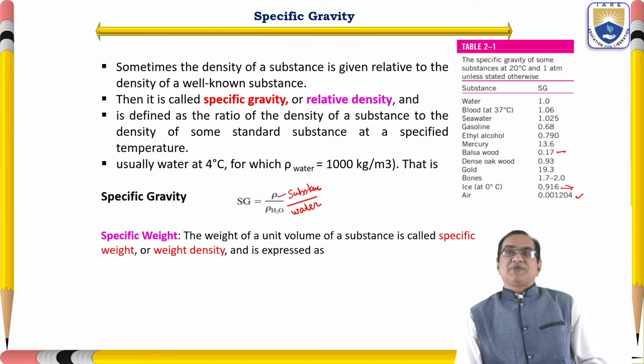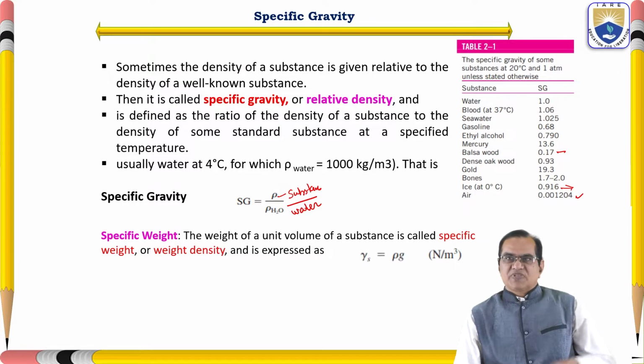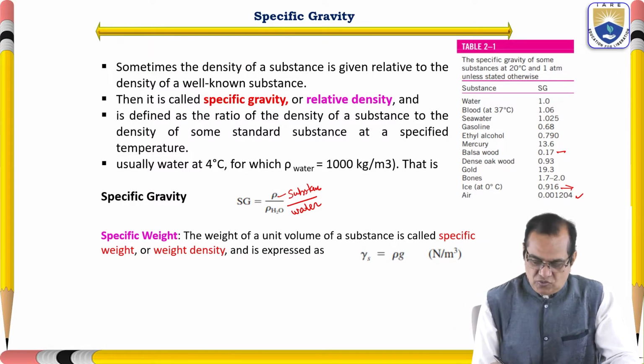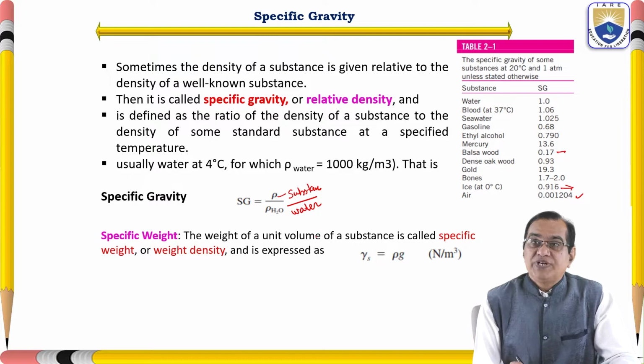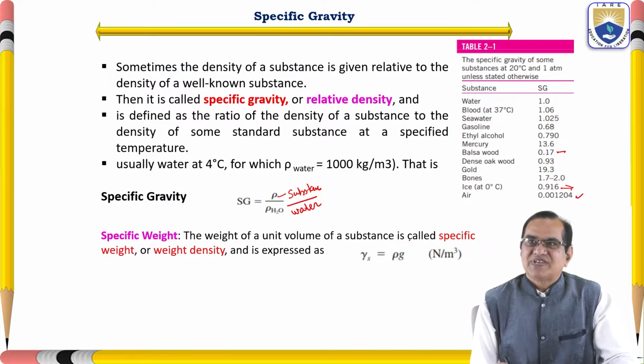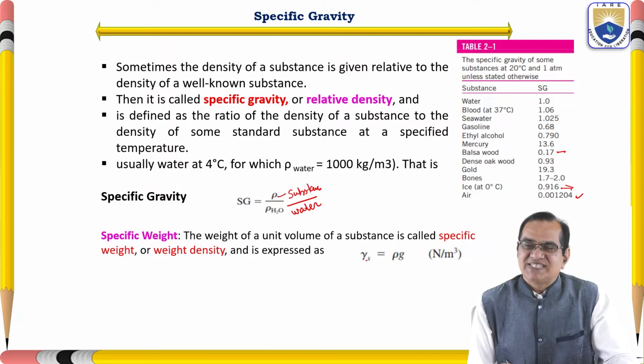Now if you know the specific gravity, we should also know about specific weight. The weight of a unit volume of a substance is called the specific weight or the weight density and is expressed as gamma S is equal to rho into g, Newton per meter cube. So the weight of a unit volume of a substance is called the specific weight or weight density. So this weight density gamma S is equal to rho g and the unit is Newton per meter cube.